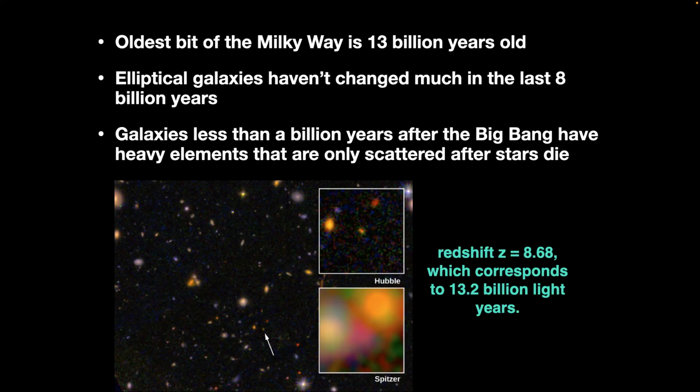We've seen galaxies from less than a billion years after the Big Bang, and they already have elements that must be produced in stars and scattered when those stars die. So this implies that there was an entire generation of stars that lived and died less than a billion years after the Big Bang. And so these are the population 3 stars that I talked about a week or so ago.